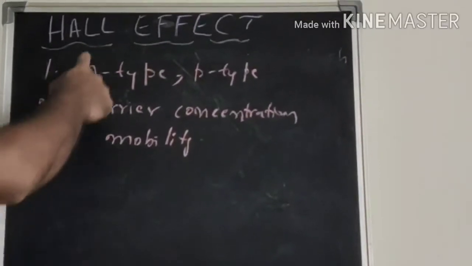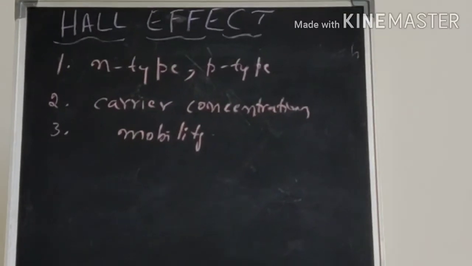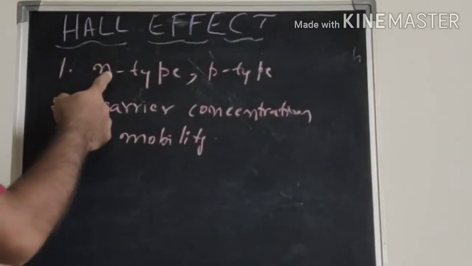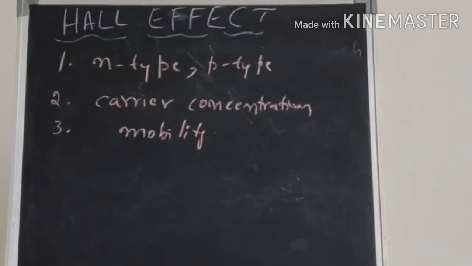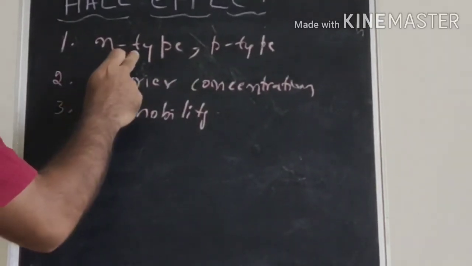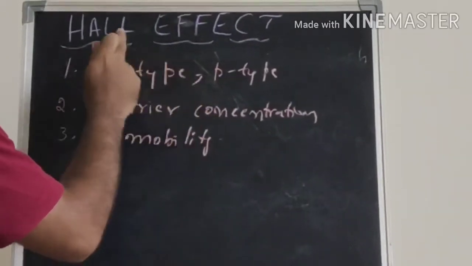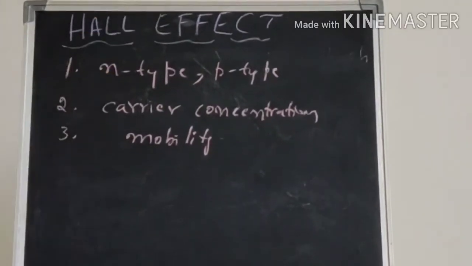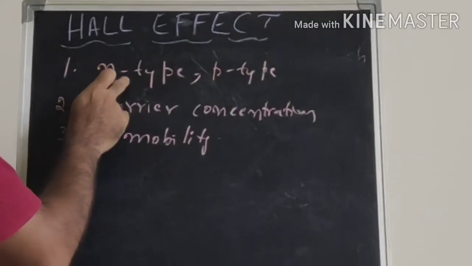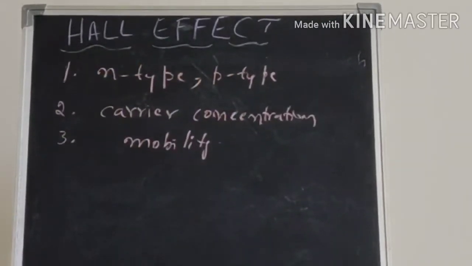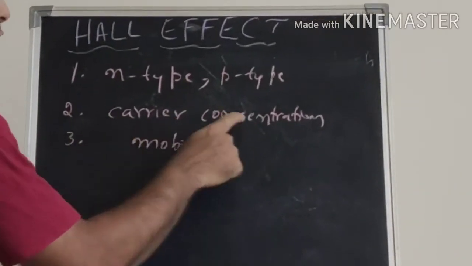The application of the Hall effect. We can study the semiconducting property of materials using the Hall effect. What are the different types of semiconducting material? We have N-type and P-type semiconducting material. To determine whether a material belongs to N-type or P-type, we can use the Hall effect. While discussing the theory of the Hall effect, we will come to know how we can determine the N and P type of semiconductor.